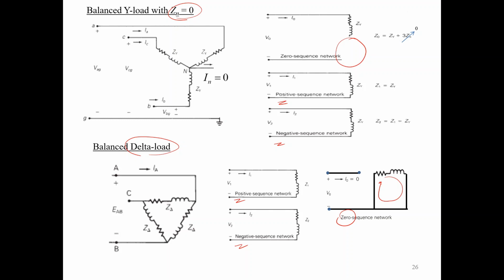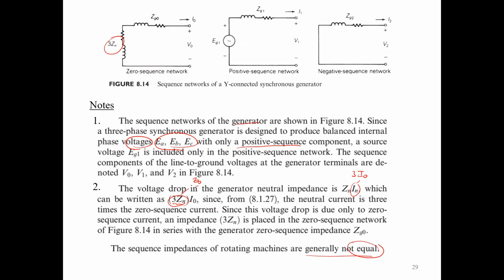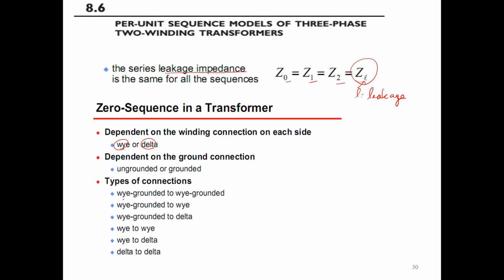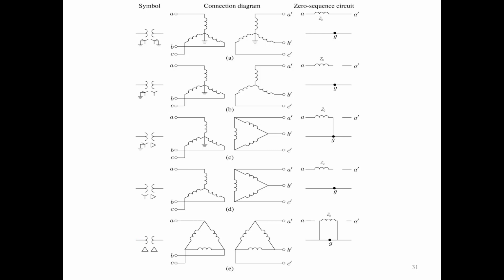But wherever you have the delta, you have a closed path like this. Of course there is a circulating current inside the delta, so there must be a way for the current to flow internally. This is represented by the closed path. You can have Y grounded on both sides, or you may even have different kinds of connection on primary and secondary. This is the representation of the zero sequence circuit.